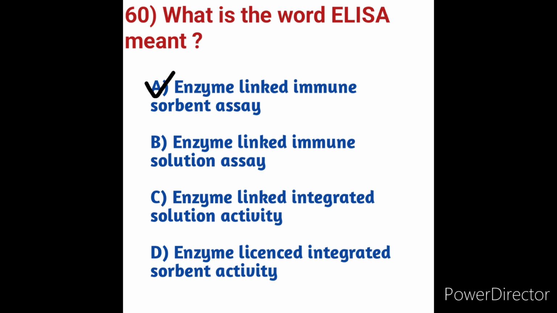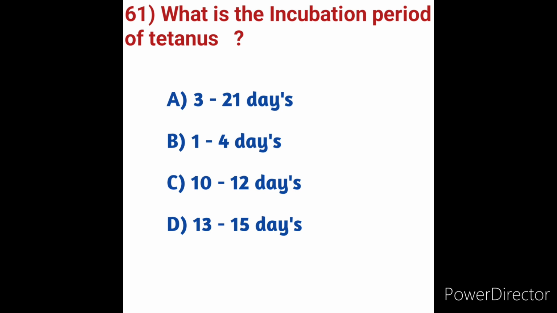So here in these options, option A, enzyme linked immunosorbent assay, is what ELISA means. Option A is the correct answer here. Next we will move on to question number 61. What is the incubation period of tetanus?